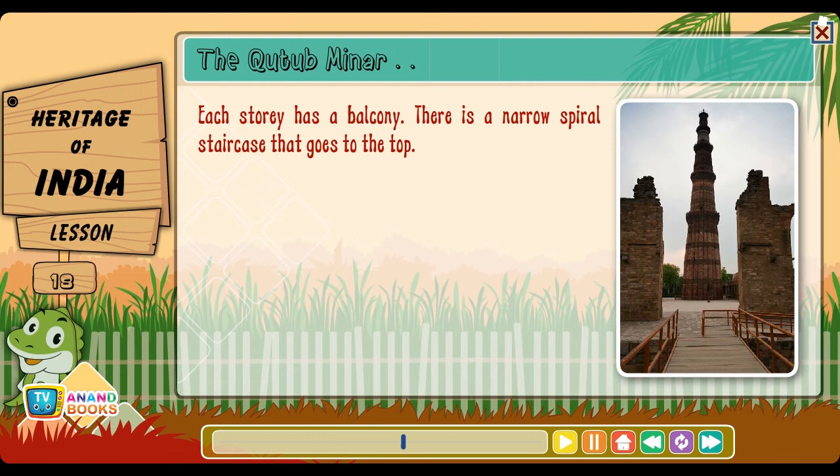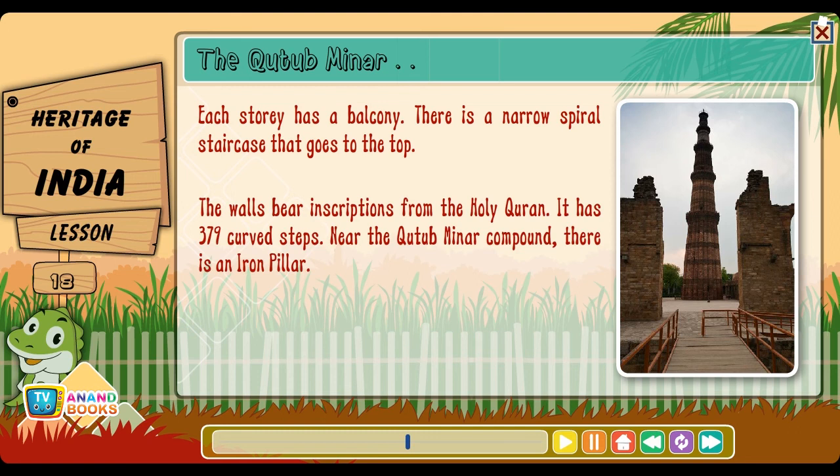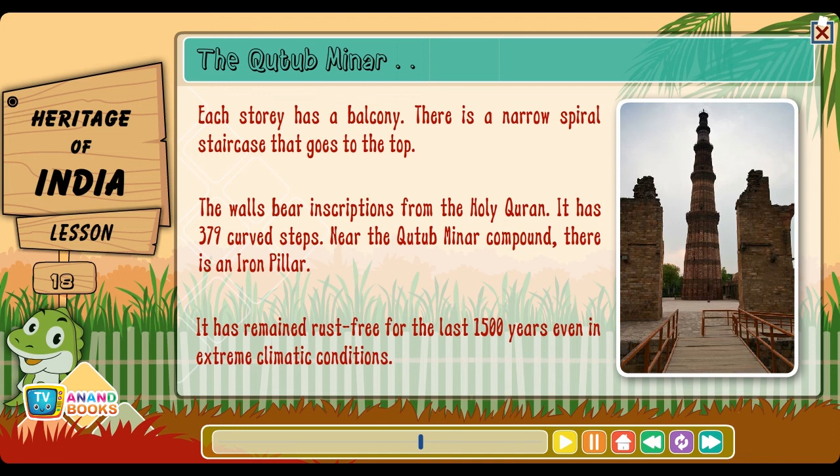Each story has a balcony. There is a narrow spiral staircase that goes to the top. The walls bear inscriptions from the Holy Quran. It has 379 curved steps. Near the Qutub Minar compound, there is an iron pillar. It has remained rust-free for the last 1500 years, even in extreme climatic conditions.